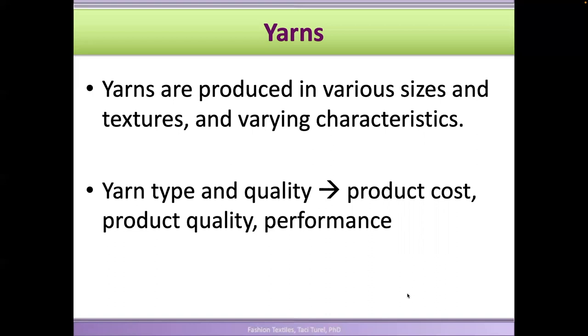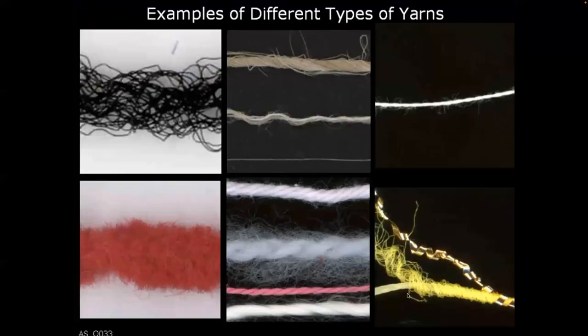So your fiber properties are going to affect how your yarn behaves, but you can also change how your yarn behaves by changing the structure of your yarn and how you're making your yarns. The yarn type and quality is related to the cost of production, the quality of production, and performance characteristics of the yarn. So these are some different examples.